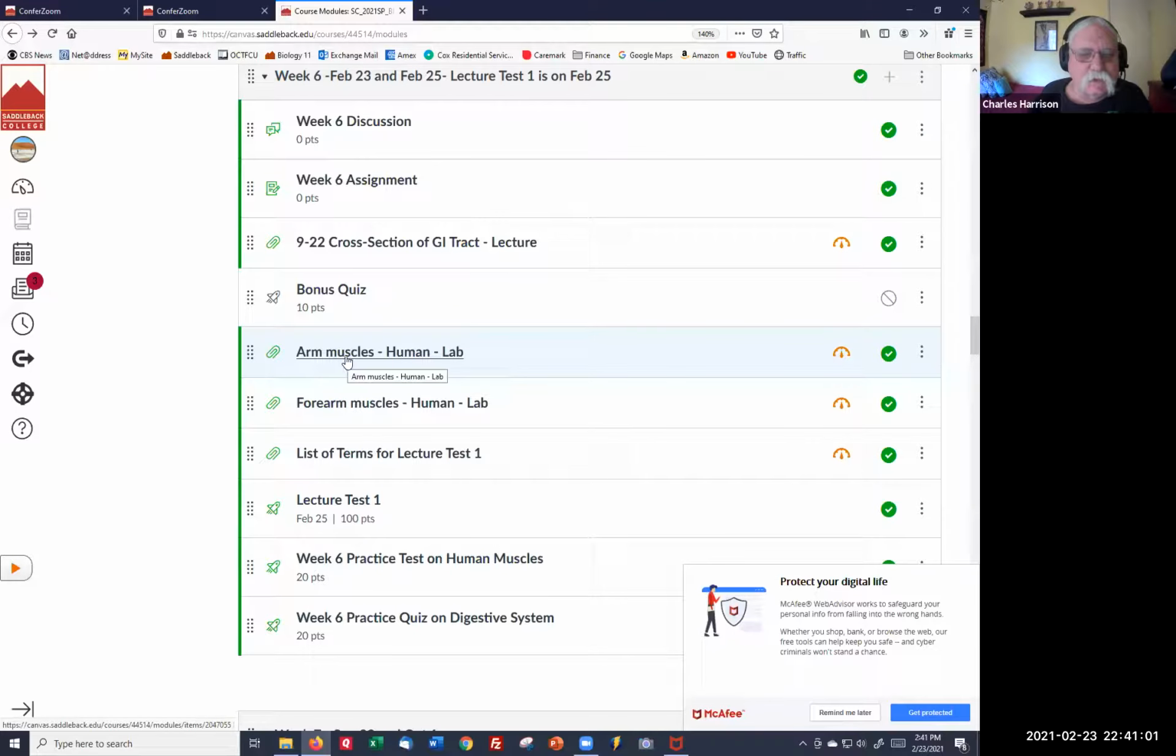You should have gotten an email from me this weekend telling you that the bonus quiz was not going to include the forearm muscles. Okay, just the arm muscles. The forearm muscles are difficult to tell from just one diagram. You need a couple of diagrams or a good model in front of you. So I'm going to try to help you out on those too.